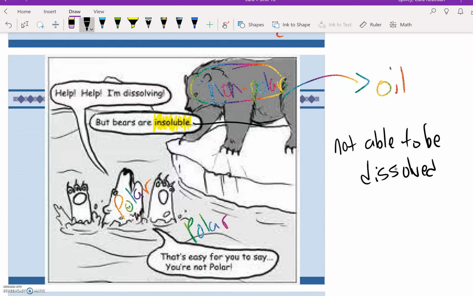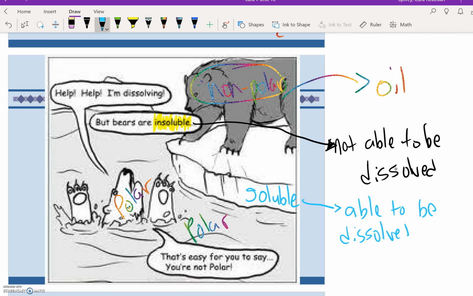Not able to be dissolved is the word insoluble. So you need to make sure you take note of that. You will be expected to know it. Also, there's another word that's called soluble. Soluble is very similar to insoluble, except it is able to be dissolved. So in this case, we would say the polar bear is soluble. The brown bear is insoluble because he's not able to be dissolved.